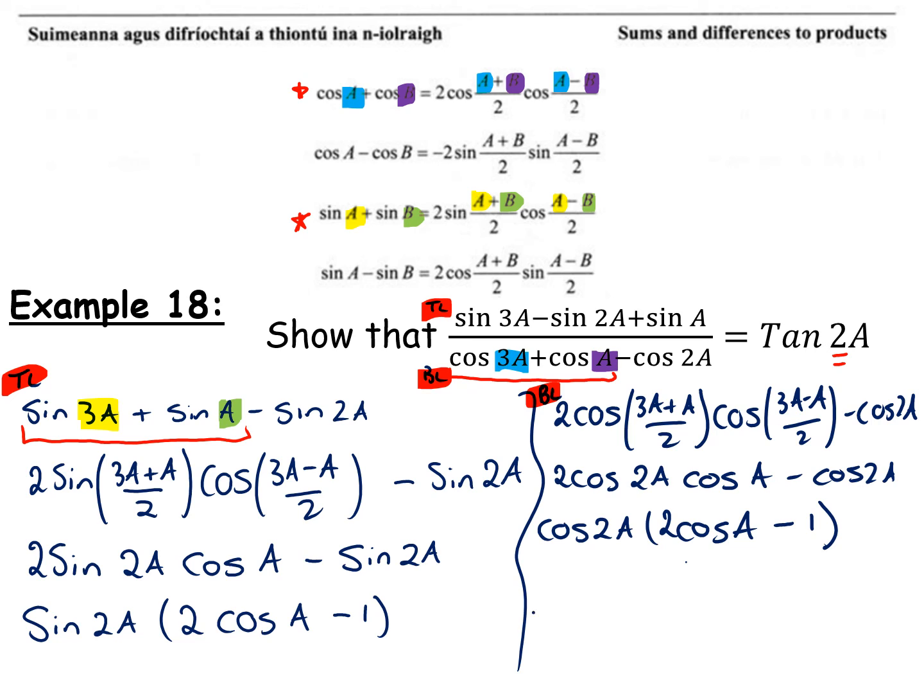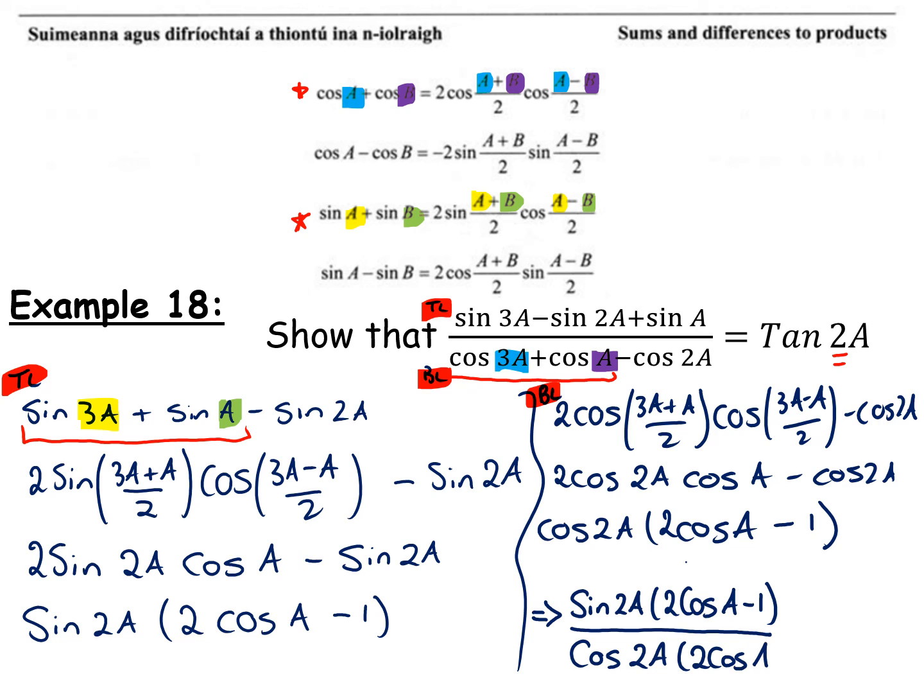So bringing my fraction back together, we get sine of 2a, 2 cos a minus 1. The bottom line is cos of 2a, 2 cos a minus 1. Because we have a 2 cos a minus 1 on the top and on the bottom, that cancels, and we have sine over cos, which from page 13 is tan of 2a.